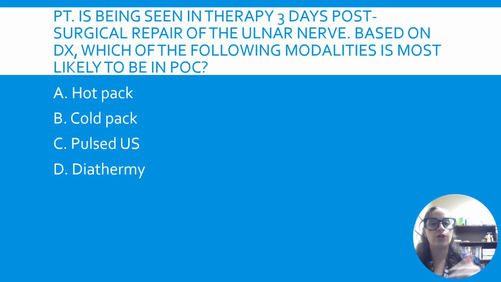And you should also see that it's acute. So it wants to trick you into picking B. But the fact that it's a nerve repair specifically makes it not B, okay? So I would actually eliminate B because of that. A, definitely not. I would also eliminate it because, again, hot is not done with acute. So A and B are out, okay? Then you have C and D, diathermy or pulsed ultrasound.